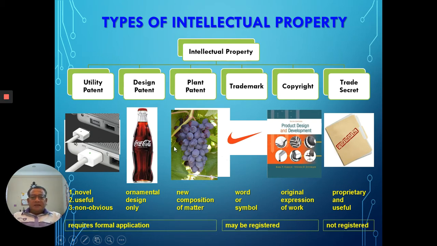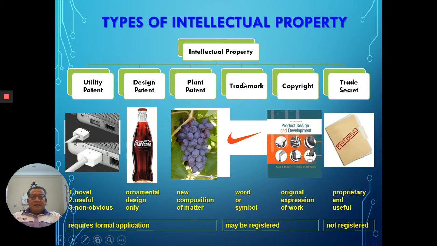The third intellectual property category is a plant patent. You know that plants can be genetically patented because in these modern days, many plants are genetically engineered in the form of their final product, in the form of their color, in the form of their production output, like this grape. It could be genetically engineered without seed. It becomes seedless grapes, and it is a patented type of plant. So this is under the category of new composition of matter or new composition of species of plants.